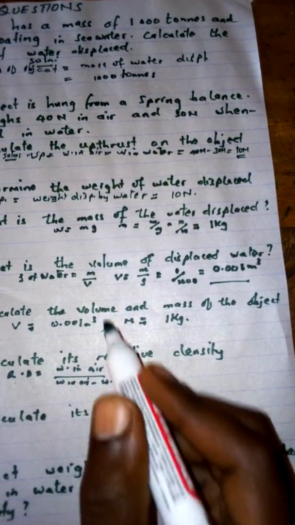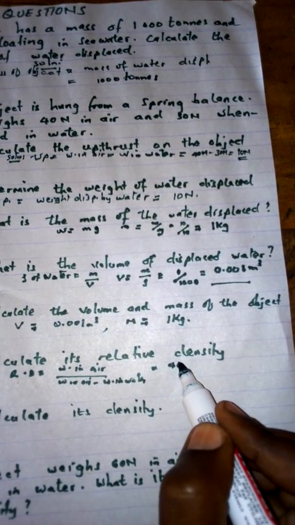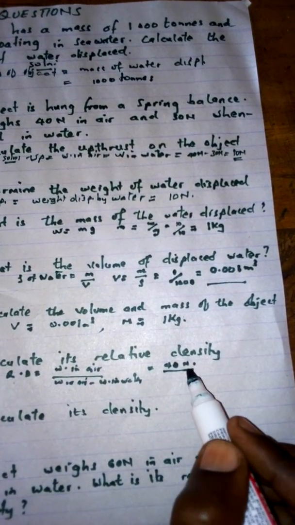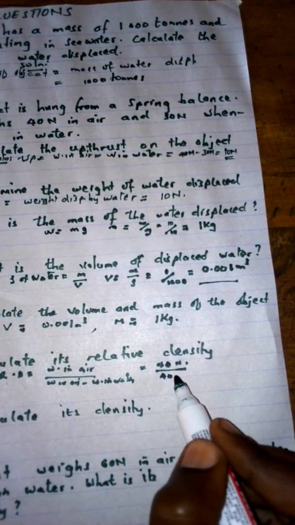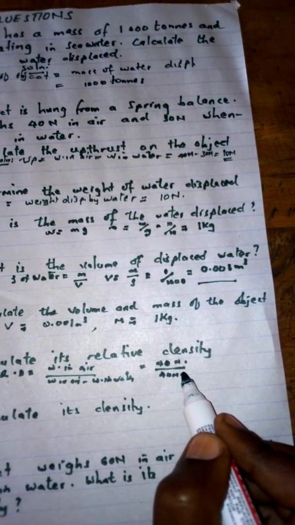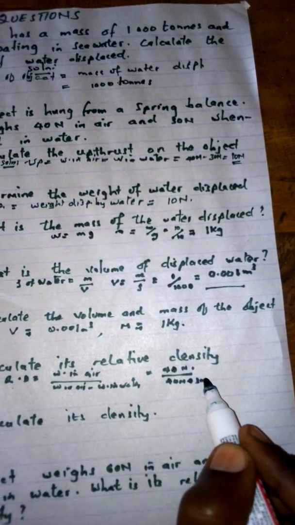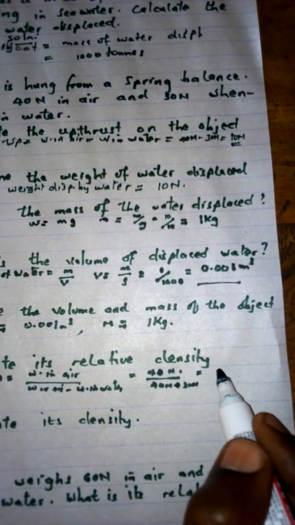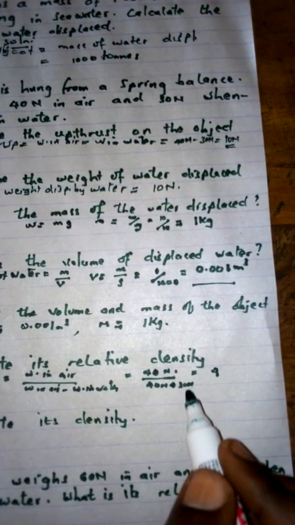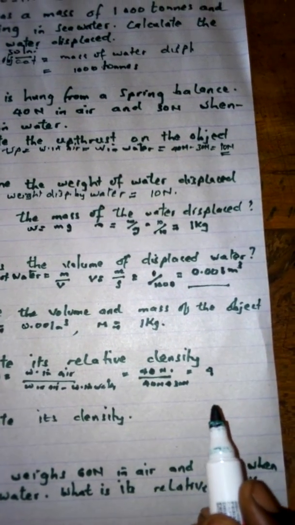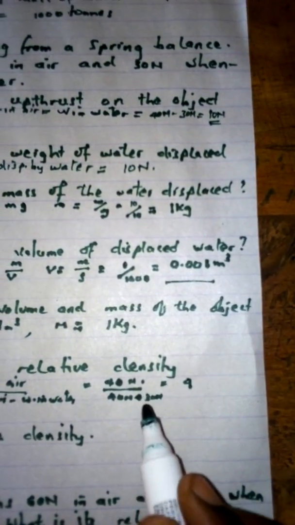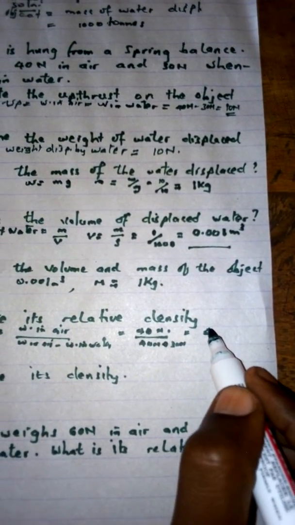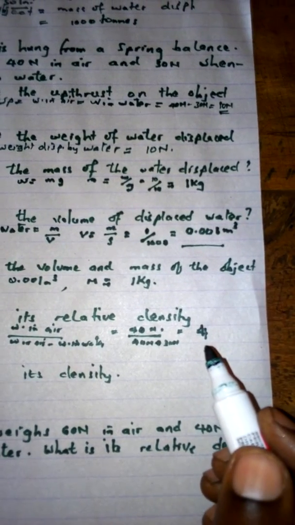So the weight in air is 40 Newton, divided by the weight in air, the same 40 Newton, minus weight in water, which is 30 Newton. So if you divide, you get 4, because the relative density has no SI units, because it is the ratio with the same SI units. So here the relative density will be basically 4.